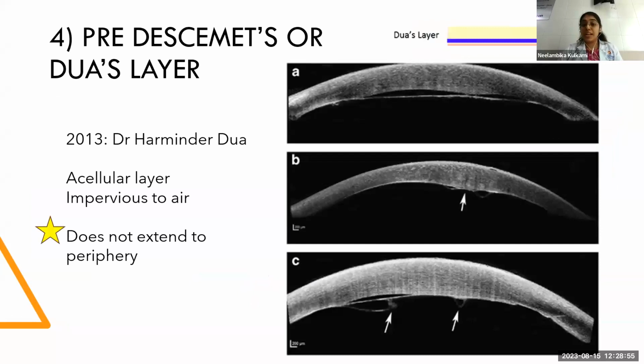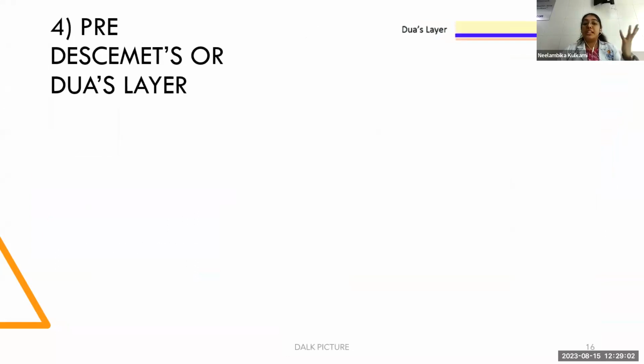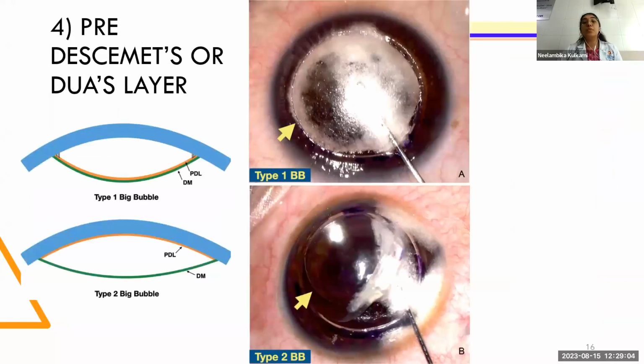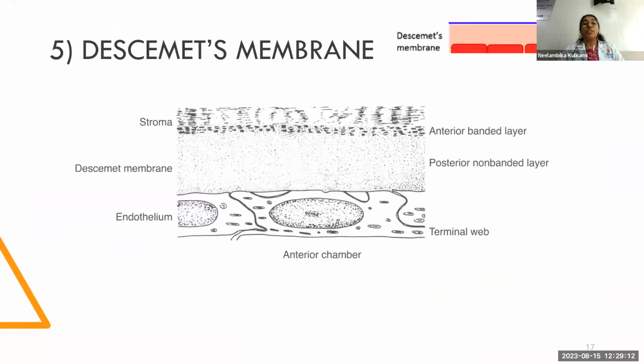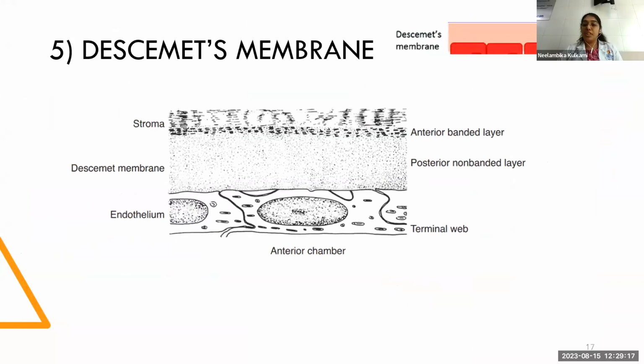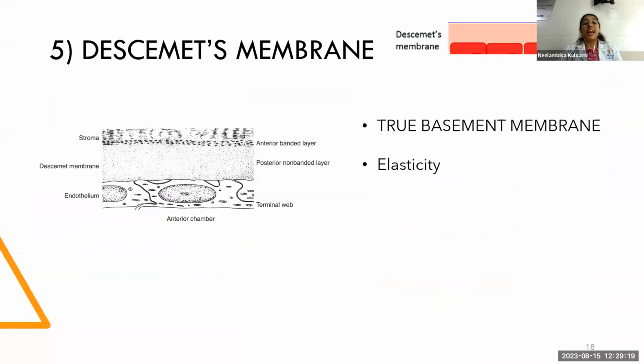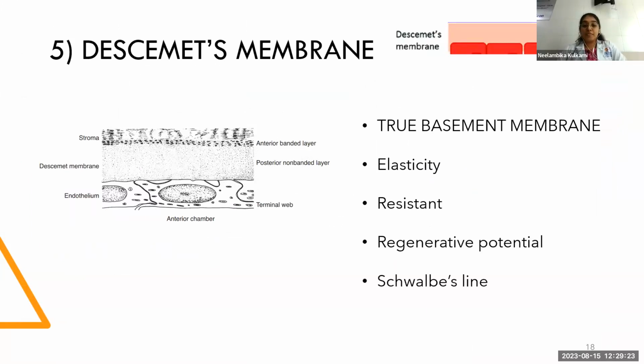Coming to the Dua's layer, which is the fourth layer, it is strong and does not extend to the periphery. Where might this be useful? When we dissect during DALK surgery, we use the big bubble technique. The type 1 big bubble, which we want to achieve, is between the Dua's layer and the stromal layer. Coming to the Descemet's membrane, which is the true basement membrane of the endothelial cell layer, it has an elastic property and is very resistant, having regenerative potential, and it ends at the Schwalbe's line.